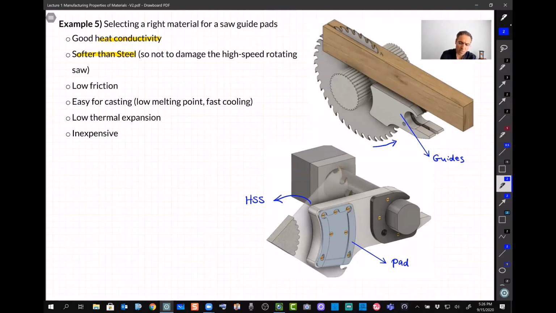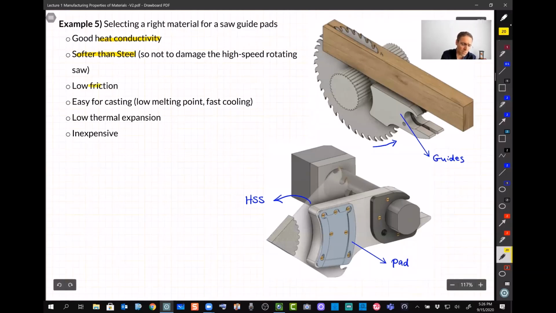Also, we want it to have low friction, so it is important for us. And the way that we decide to manufacture it, let's say, is by casting. So we want it to have a low melting point. Otherwise, again, it's going to be very expensive for us. And also the thermal expansion, we want it to be low.